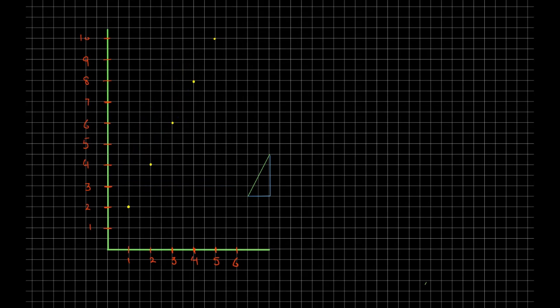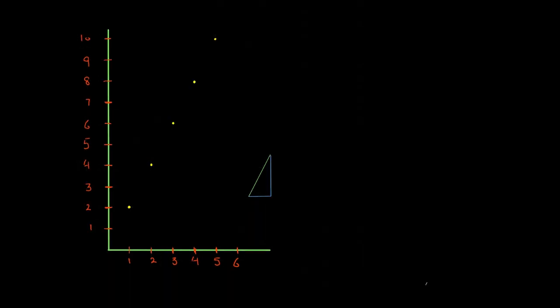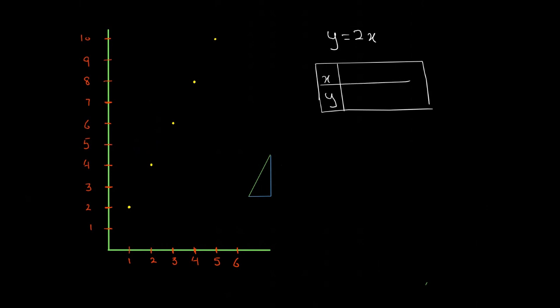Okay, so let's think about it. Let me first get rid of the background, it's just easier to think about it, and then we'll bring the background back. So here is y equal to 2x. So y equal to 2x is the equation. Let me put a little table up for you. So this is x, this is y. When x is 1, y is 2. When x is 2, y is 4. When x is 3, y is 6. When x is 4, y is 8. I also have maybe a 5. So when x is 5, y is 10.